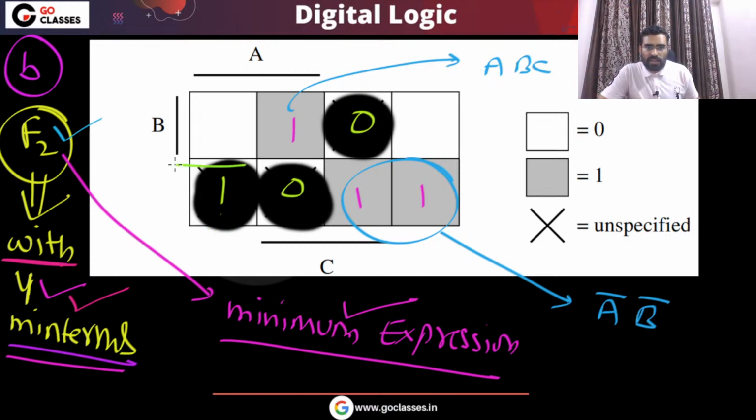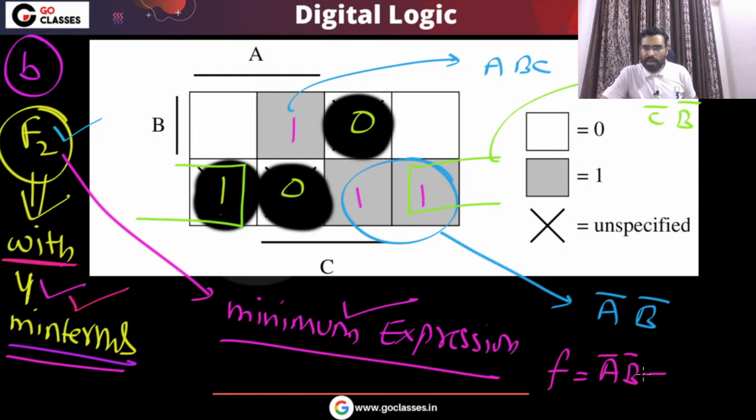Like this you can do. If you do this, then what you will get is the area of C bar and B bar. So your final expression will be A bar, B bar, B bar, C bar, or A, B, C. So which expression is minimum?